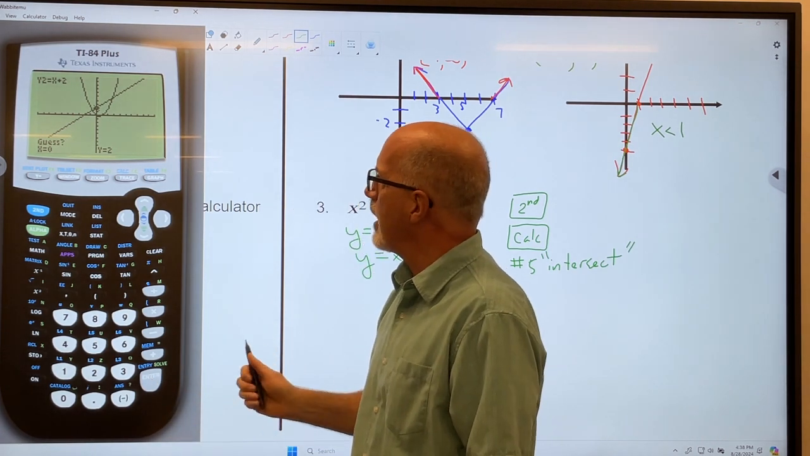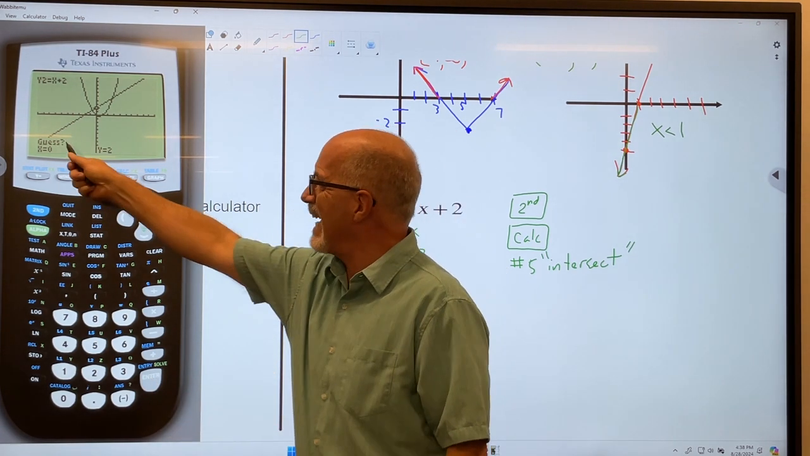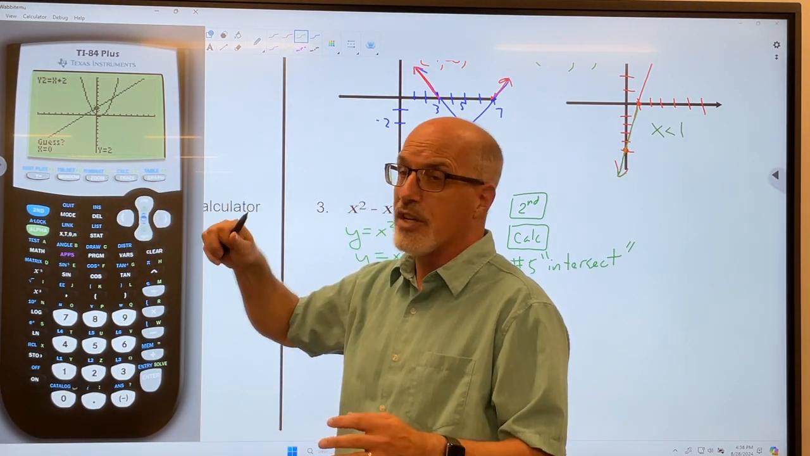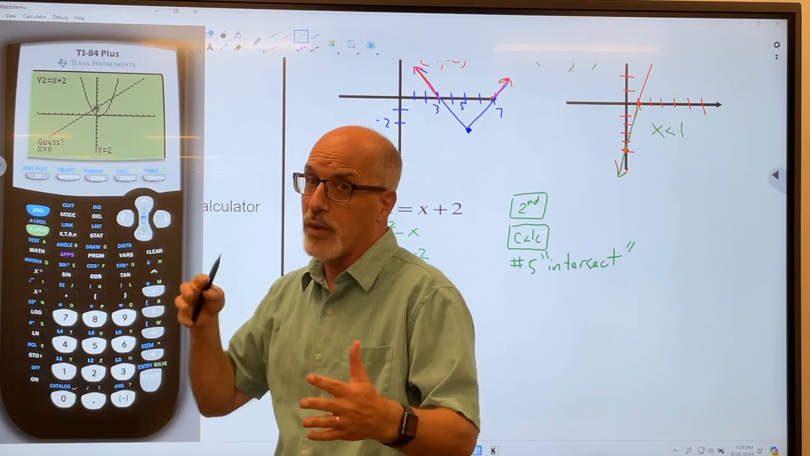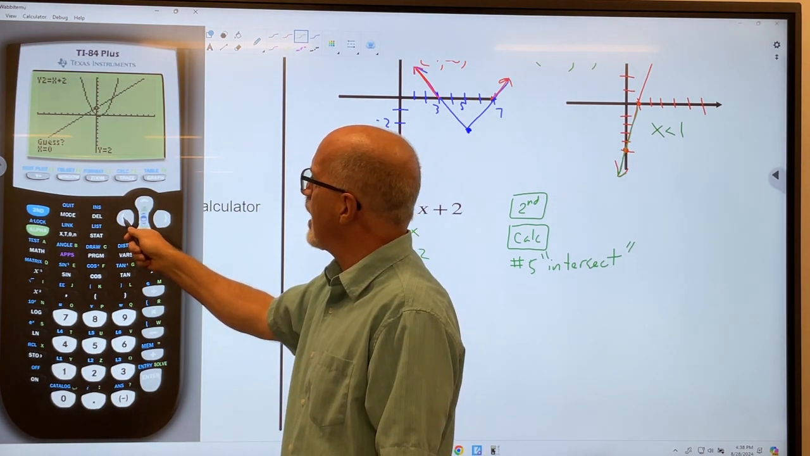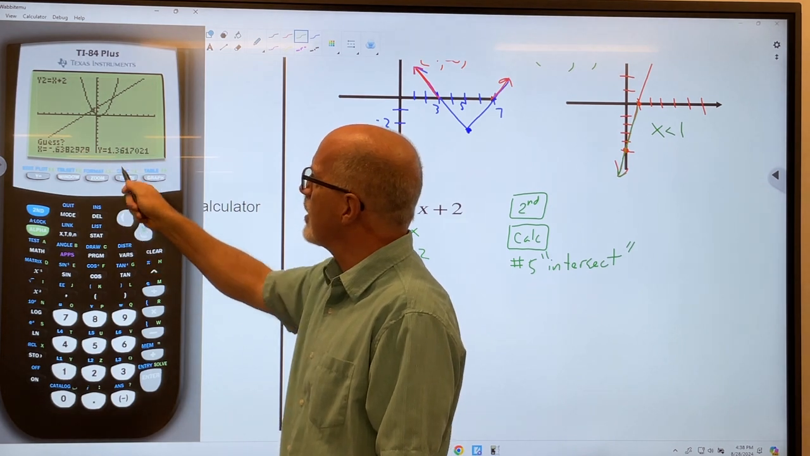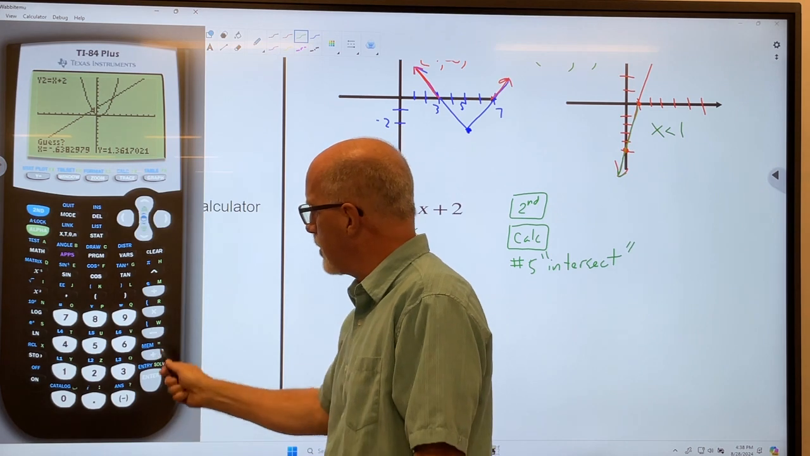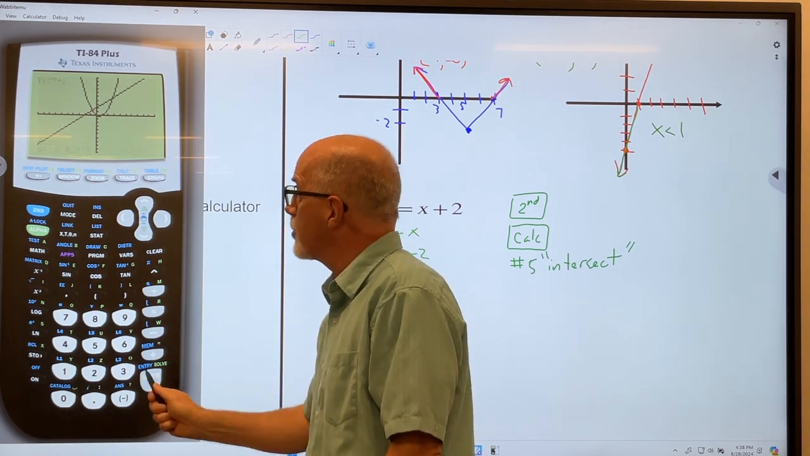And now what you have to do, you have to guess at about where the intersection is. Because there's 2 of them, it's kind of saying, where do you want to look for this intersection? So hit the side arrow until you get about where they cross. It's telling us x and y values. That's my guess. I'm going to hit enter again.